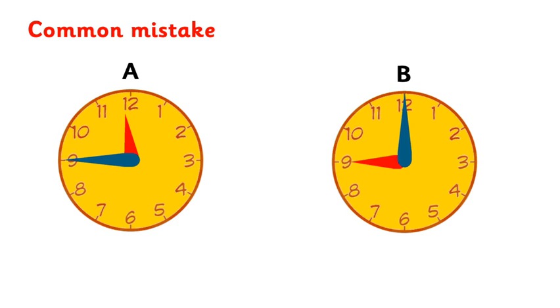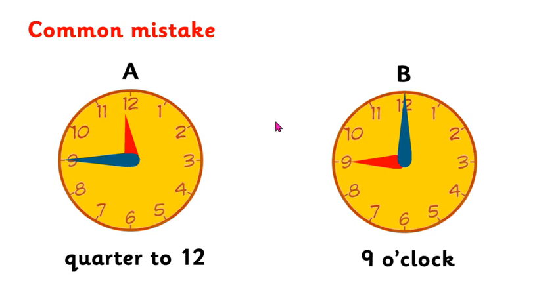Quarter to 12 is A. This hour hand hasn't reached the 12, hasn't reached o'clock. It's not pointing straight at one of these numbers. The minute hand has got a quarter of the way to go before it's back at the top. If we look at B, it shows 9 o'clock. That hour hand is pointing straight at the number 9. That minute hand hasn't moved round at all. So A is quarter to 12 and B is 9 o'clock.